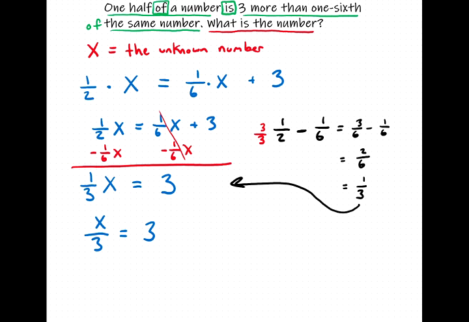So we have division. We have x divided by 3 equals 3, and the opposite of dividing by 3 is times 3. So you always want to do the opposite of whatever it is you're trying to eliminate. So we're trying to eliminate the dividing by 3. So we multiply by 3, and whatever you do to one side, you have to do to the other.